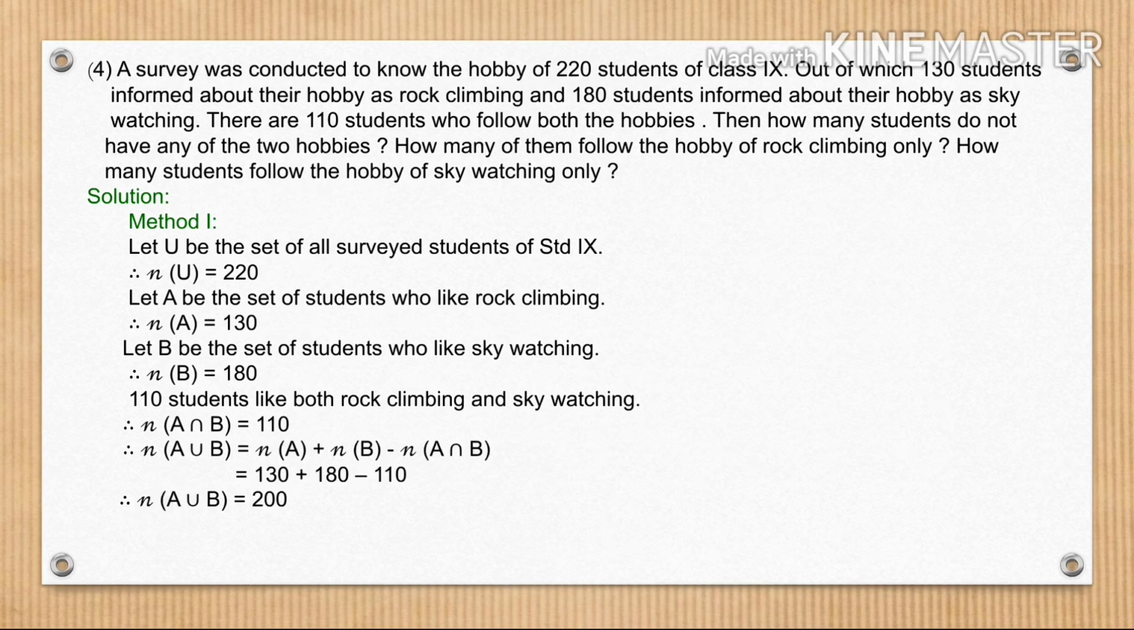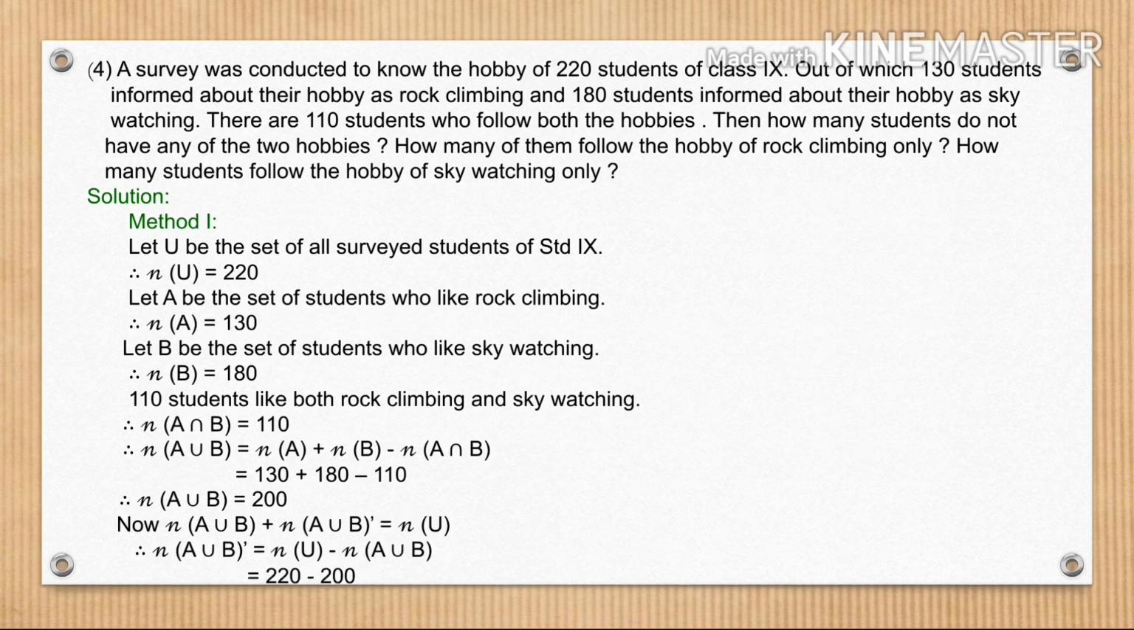Now we can use the formula to find out the students who like rock climbing or sky watching. So here the formula: the number of students in A union B is equal to the number of students in A plus the number of elements in B minus the number of elements in A intersection B. So 130 plus 180 minus 110. So 200, these are the students who like rock climbing or sky watching.